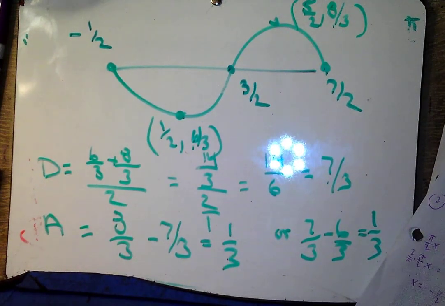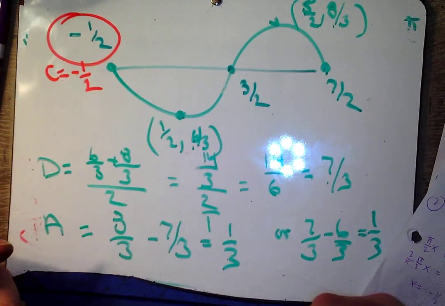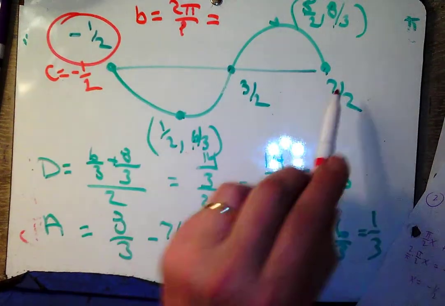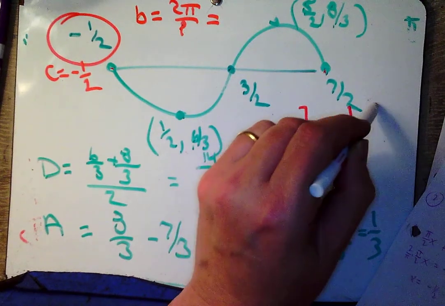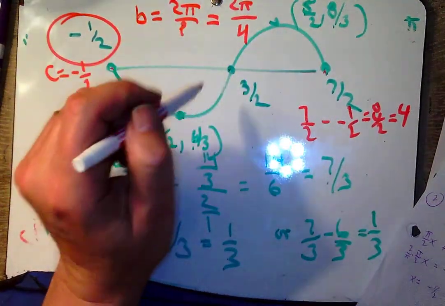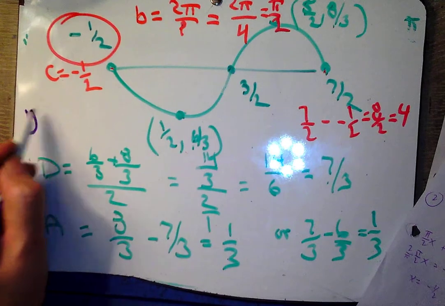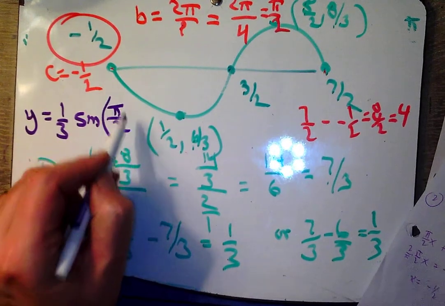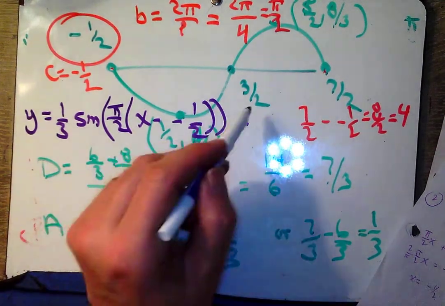Okay. What else do we need? Well, I see my c value. That's my c value. And the only thing I need now is b. We know that b equals 2 pi over the period. Our period goes from negative 1/2 to 7/2. So 7/2 minus a minus 1/2 is 8/2 or 4. So our period is 4. 2 pi over 4 reduces to pi over 2. So now we have enough information to write the equation. Y equals 1/3 sine, remember double parentheses when you go backwards, pi over 2 times x minus a minus 1/2, plus our d value of 7/3.